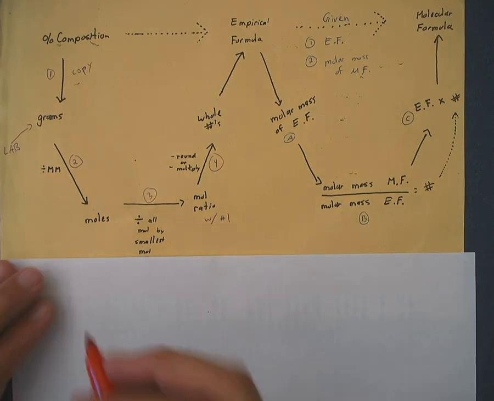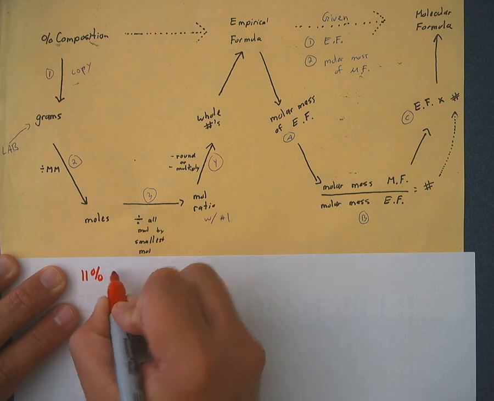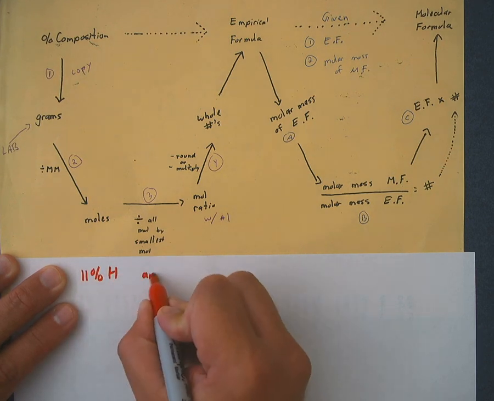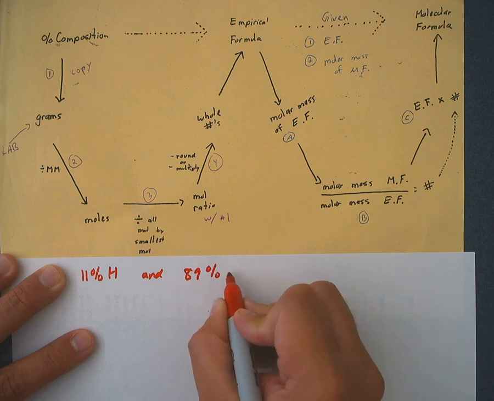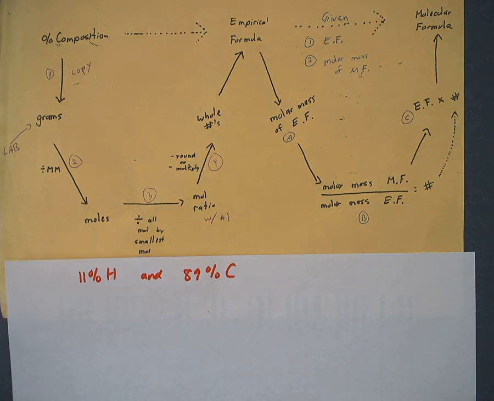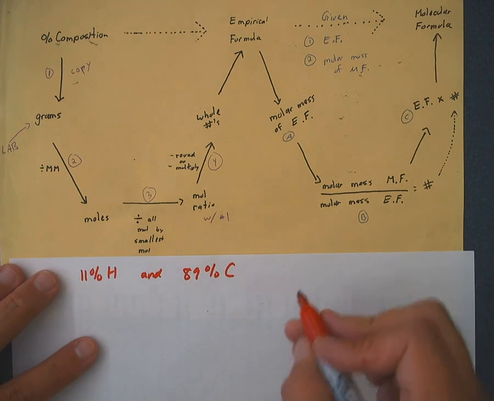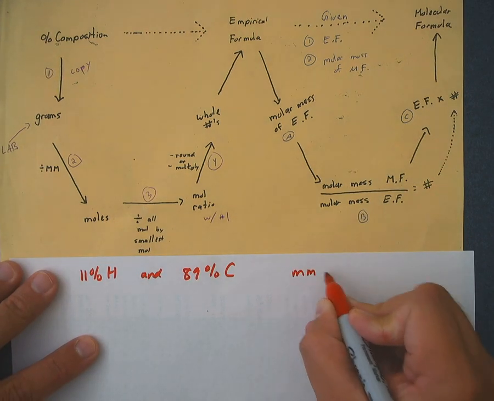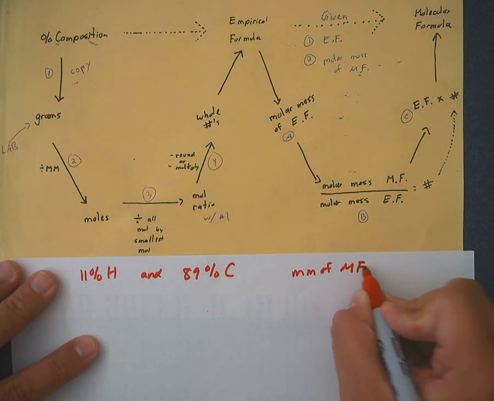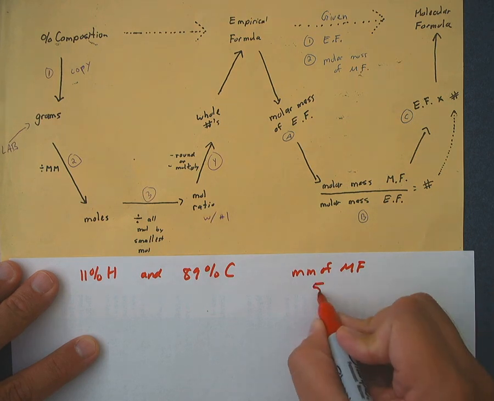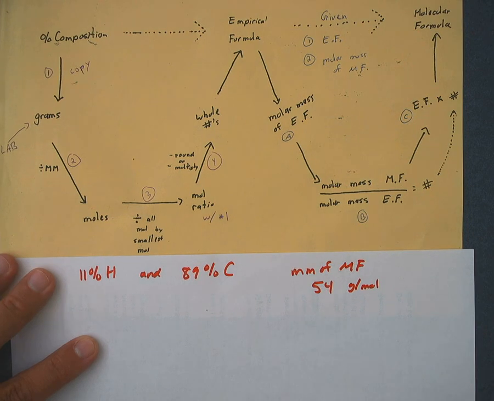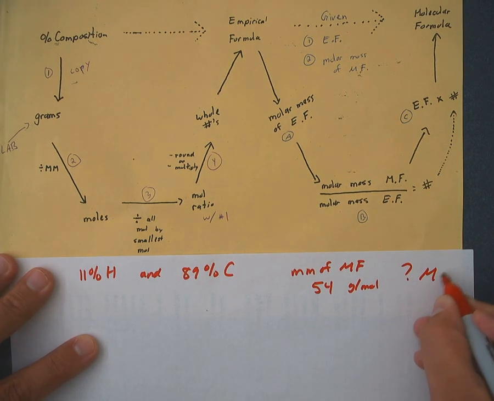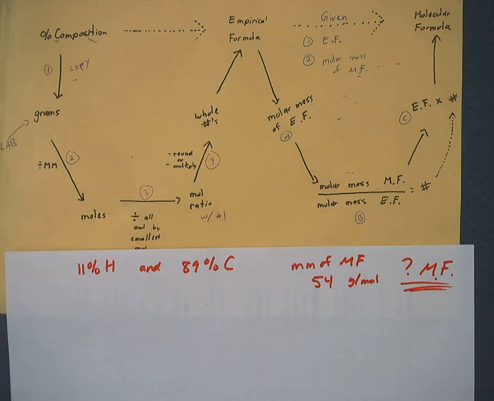So let's say we knew something was 11% hydrogen, and we also knew it was 89% carbon. Those are the only 2 elements. We also happen to know that the molar mass of the molecular formula is 54 grams per mole. And so the question is, what is the actual formula of the compound? What is the molecular formula?